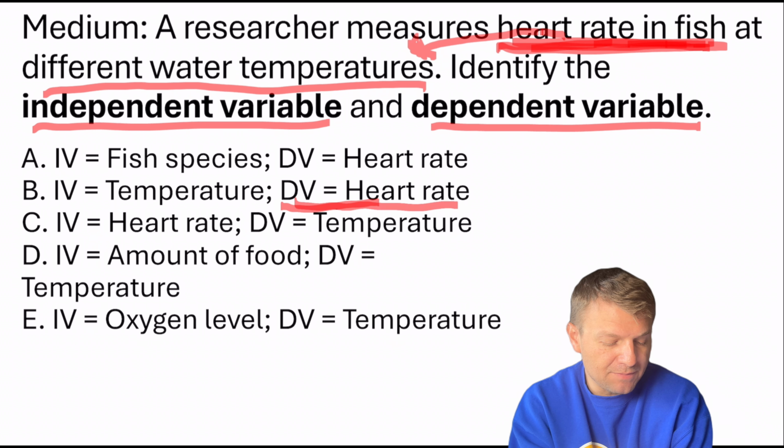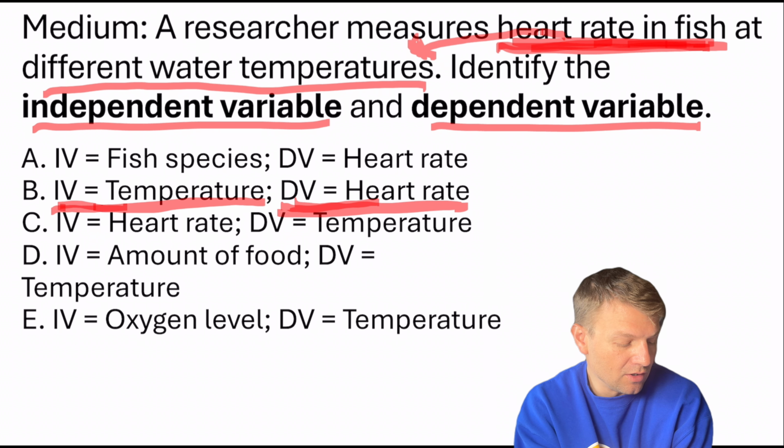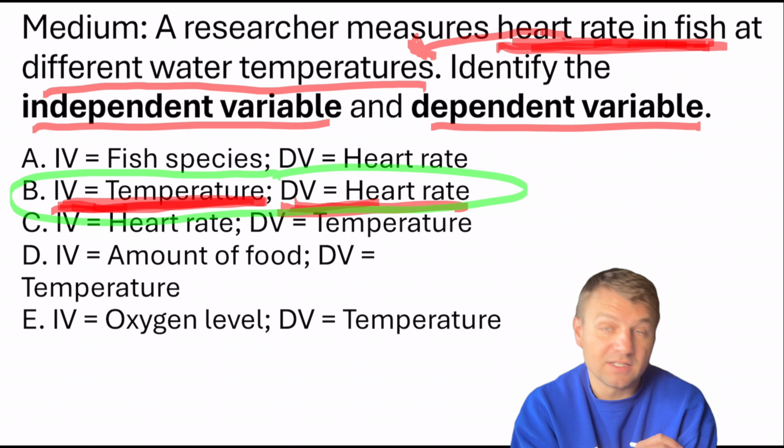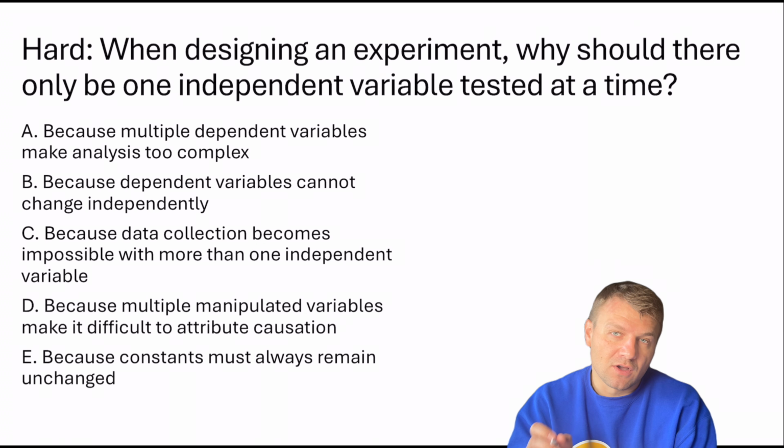So if we look at our list, the dependent variable is going to be heart rate, with the independent variable going to be the temperature. So our answer here is B. And here's our last question, the hard one.